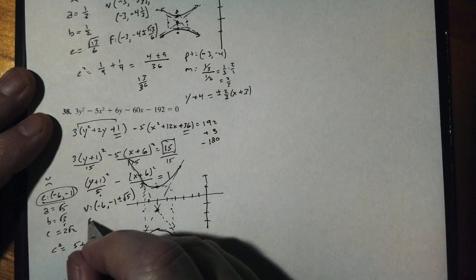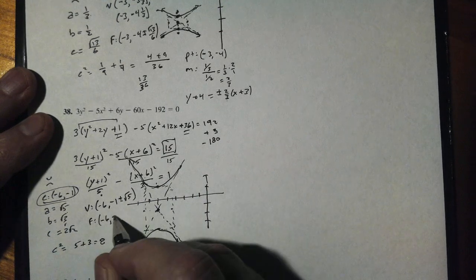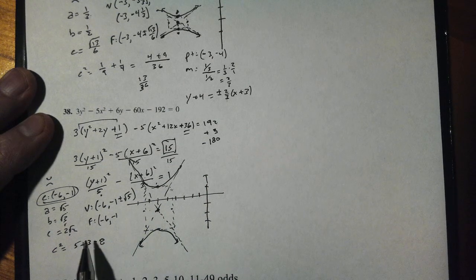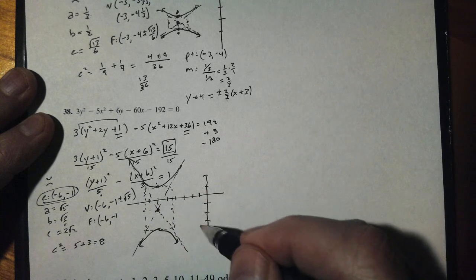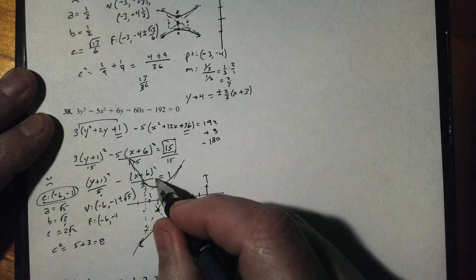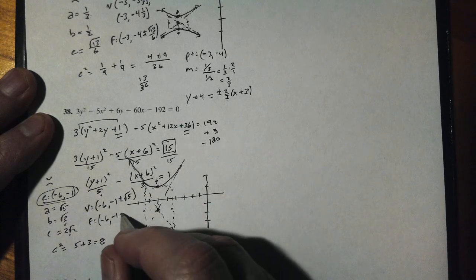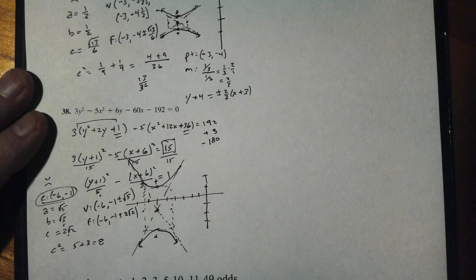To get to the foci, I went left 6, I went down 1, I went up and down square root of 8, which is just about 3. 1, 2, 3, up in here. So that's plus or minus 2 square root of 2.